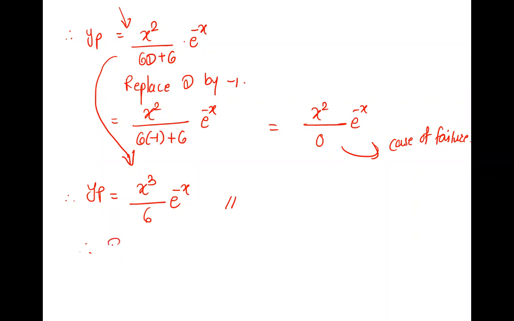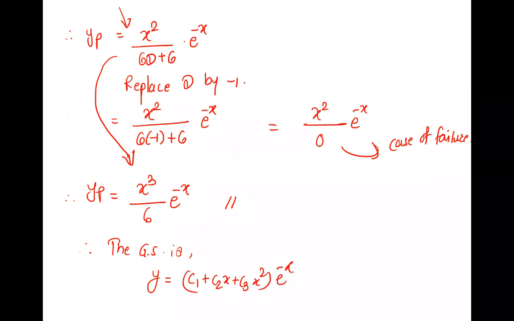Okay, therefore the general solution is y is, what is yc? Into e raised to minus 1x, yc plus yp, x cubed by 6 e raised to minus x. We should always collect this. If we collect it and write it finally, then your final answer is granted.